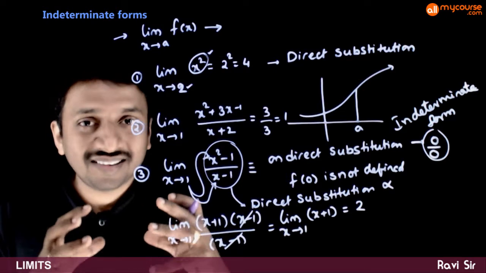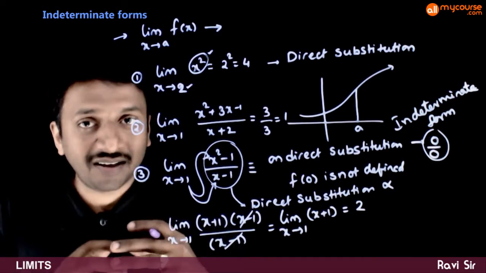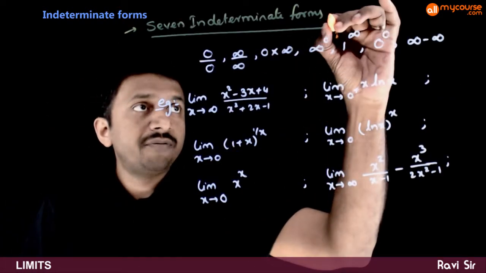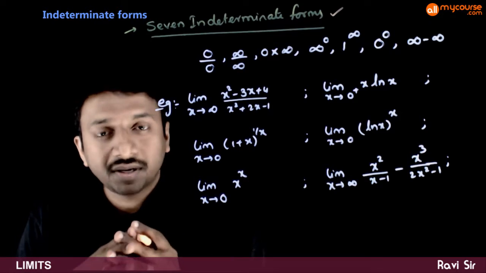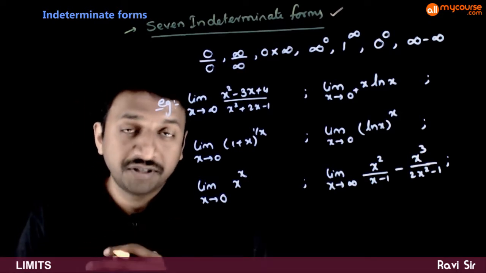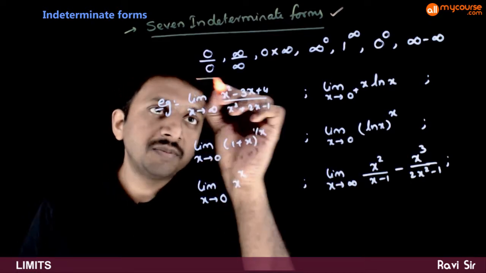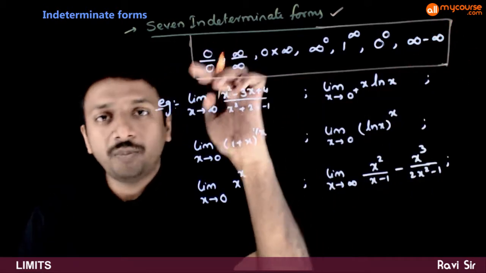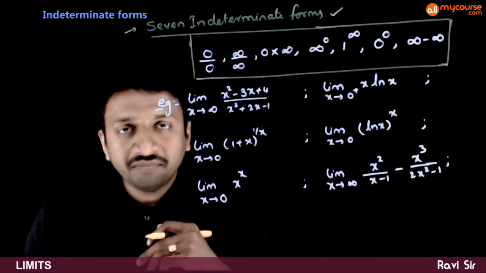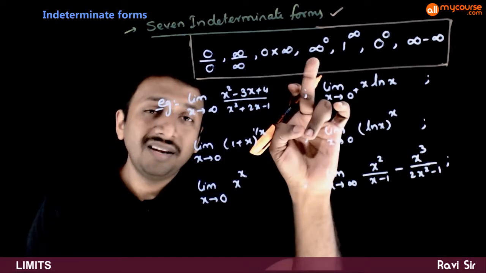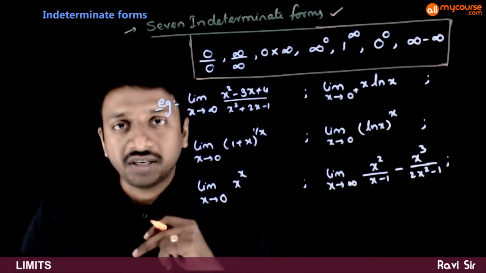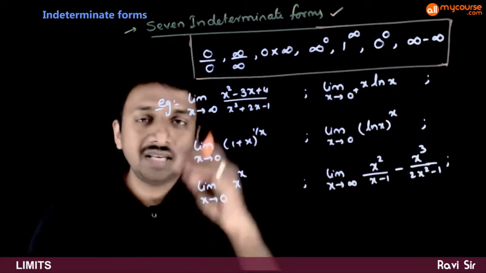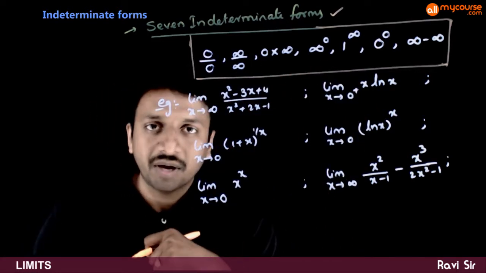Now let us look at the different indeterminate forms that might occur on direct substitution. There are 7 indeterminate forms we usually come across in our calculation of limits. Those indeterminate forms are listed here. The first is 0 by 0, infinity by infinity, 0 into infinity, infinity power 0, 1 power infinity, 0 power 0, infinity minus infinity. So these are the 7 indeterminate forms which you come across.